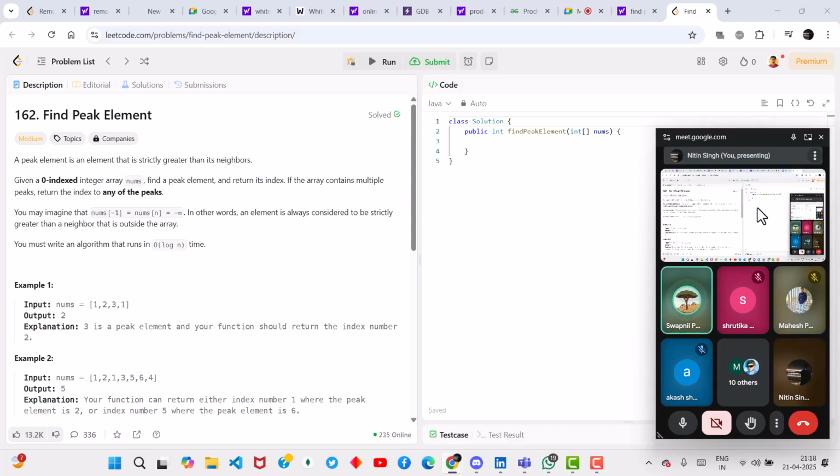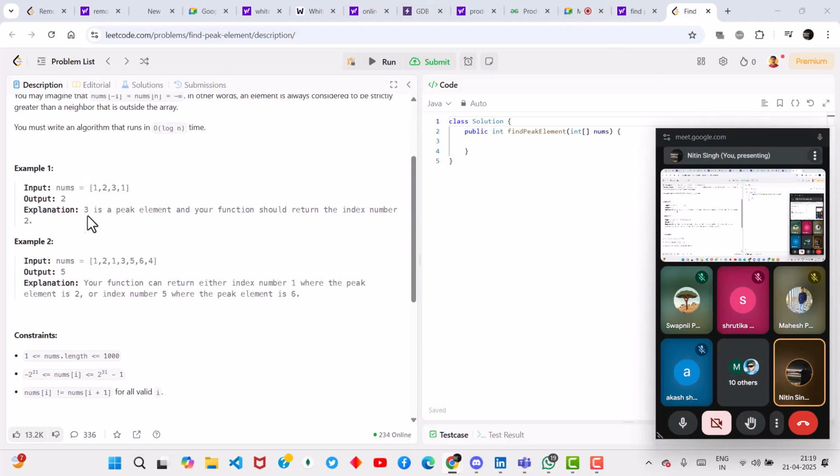The initial condition for binary search is that the array should be sorted, but the input which has been given to you, is it sorted? Then why am I using binary search? Okay, fine. Thank you, Swapnil. Anyone else? Mahesh Bhai, Shrutika, Akash, anyone else who wants to explain the question? Okay, fine. So let's start with the description part, then the test cases, then why binary search is being used in this question. Fine.